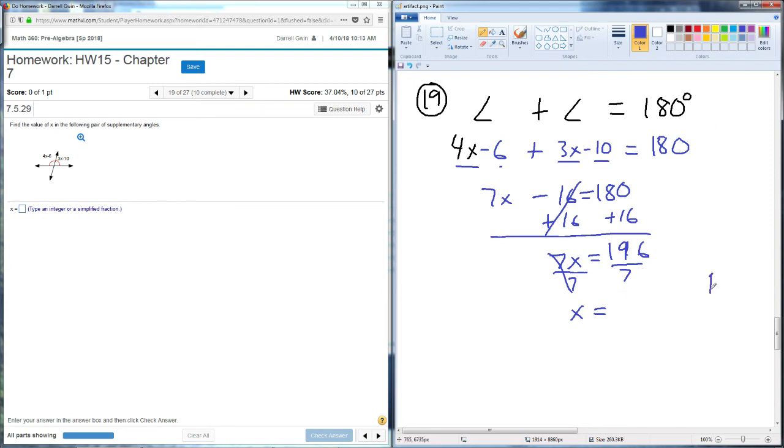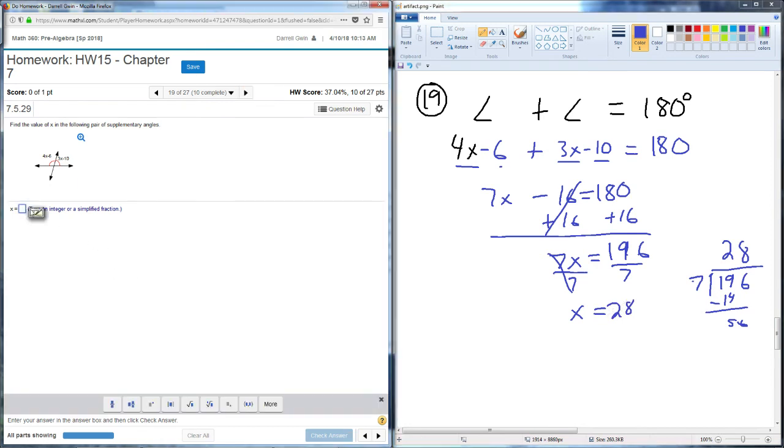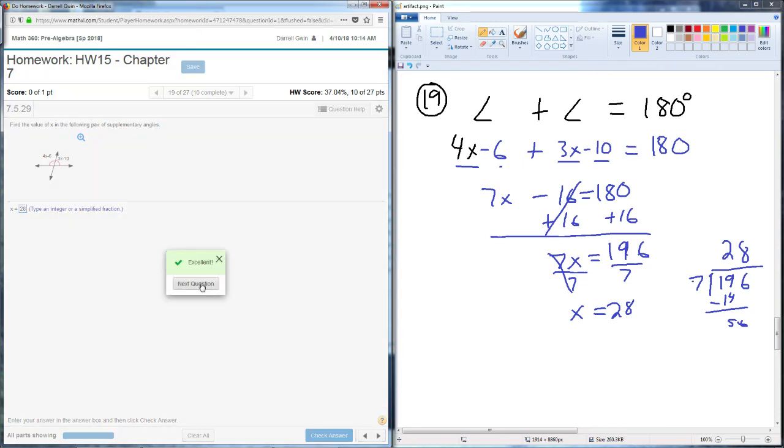If you don't know how to do this, you can do long division on the side. 7 goes into 19 2 times. That's 14. Subtract. Bring down the 6, 56. 7 goes into 56 8 times. So it's 28. X is 28. It would be degrees, so they're missing degrees. I don't think you have to type that in.